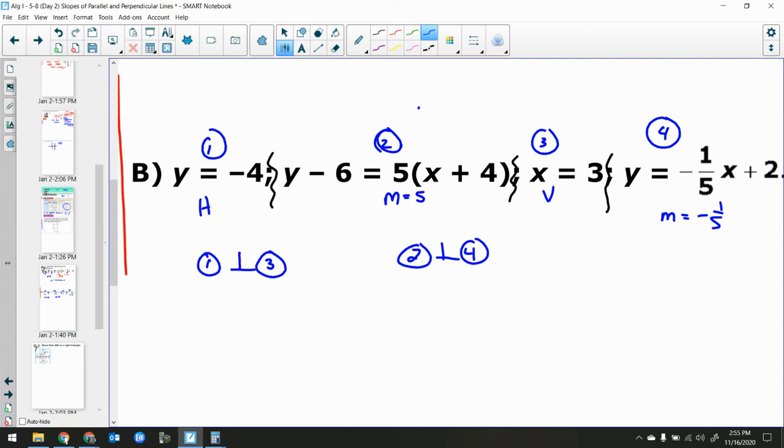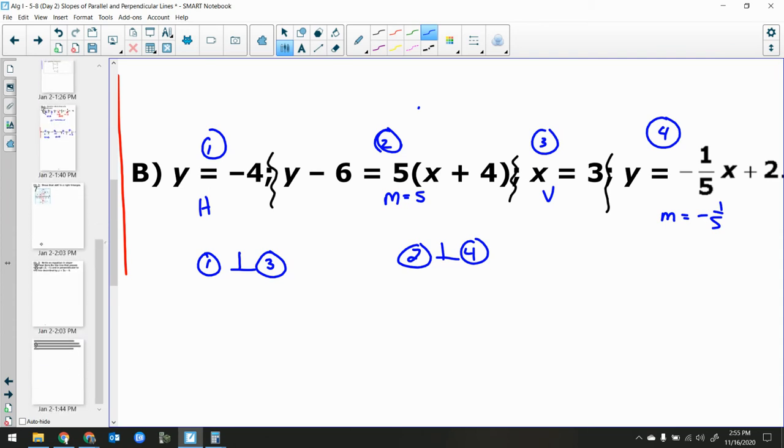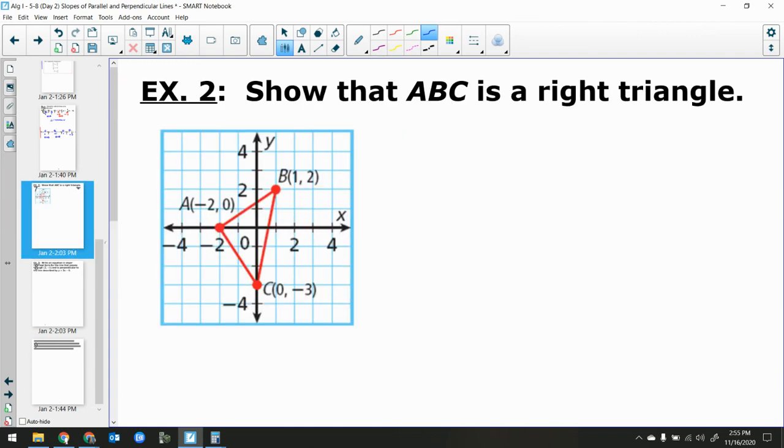Okay, so let's do the same thing that we did the other day with parallel lines, and let's prove something about a perpendicular line. One of the only shapes that has a perpendicular piece in it is a right triangle. So let's show that this is a right triangle. Remember, when I say the words show that, the work is really the answer. You have to prove that this is a right triangle, and to prove that, I need to show that these lines are indeed perpendicular.